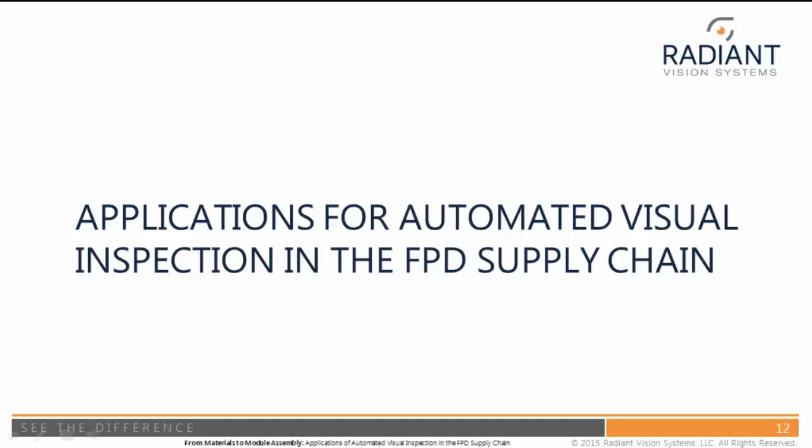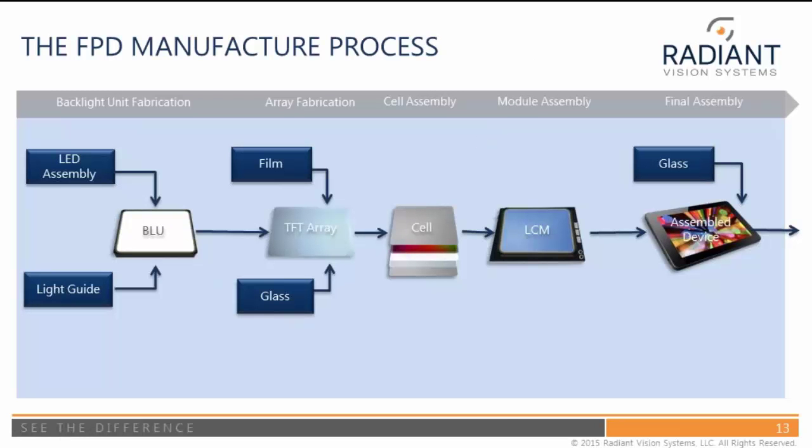So we have applications for automated inspection in the flat panel display supply chain. So before we talk specifically about these applications, we need to talk a little bit about the flat panel display manufacturing process itself. Specifically today we're going to be discussing the thin film transistor process, and to assemble a final assembled LCM or an assembled flat panel display requires a few components. The main components are the backlight unit, a cell, which then becomes the liquid crystal module, which will then be packaged into the assembled device.